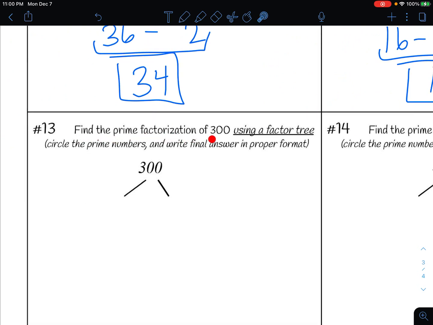Find the prime factorization of 300 using a factor tree. Circle the prime numbers and write the final answer in proper format. So we'll talk about that as we work through this. We are going to try to figure out what two numbers multiply to get us 300. Lots of different ways to do this, but I'm going to do it this way. You can do 100 times 3, but I think I'm going to do 30 times 10. I like that better. So 30 times 10.